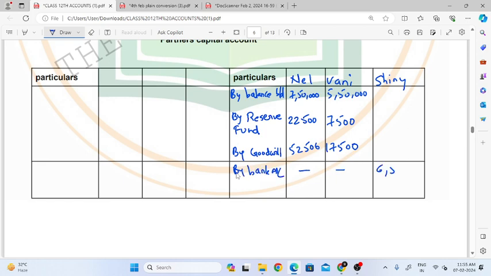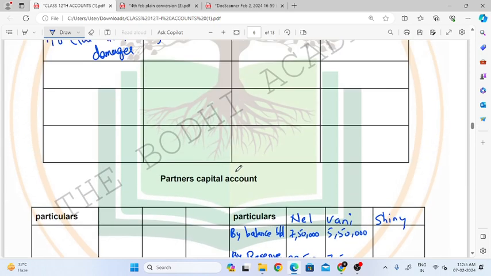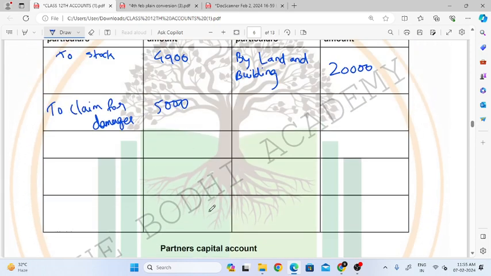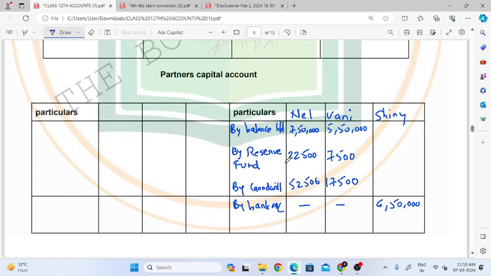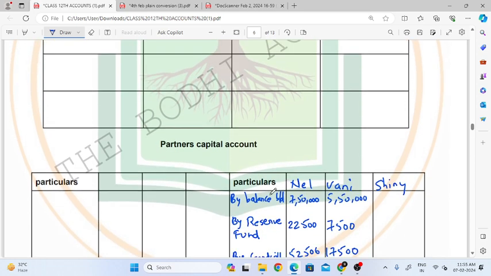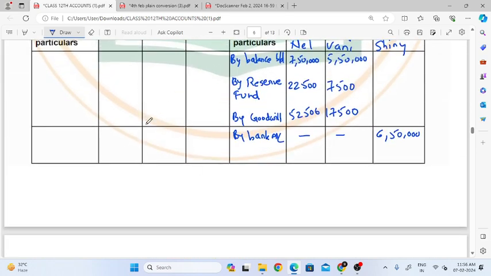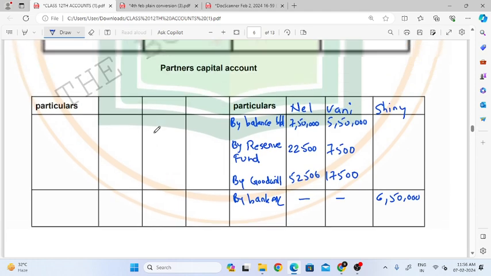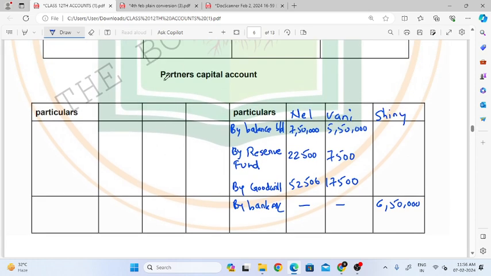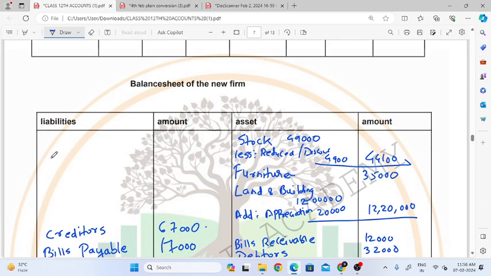Shiny's capital is 6,50,000. Now the next step is you have to take whatever distribution you have made over here, that amount, over to the partners' capital account. You have to find out whether it is a profit or a loss, and then take the capital amounts. Whatever balancing figure you get in the partners' capital account will be your new capitals.